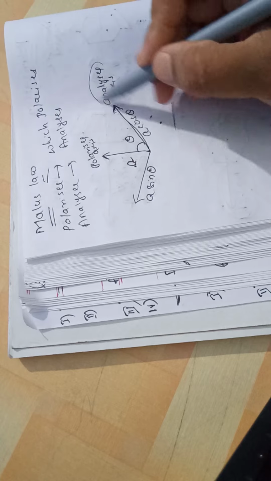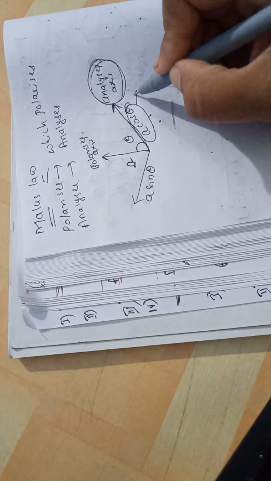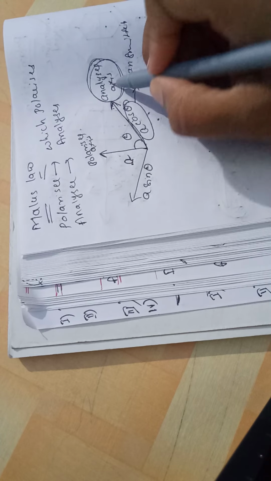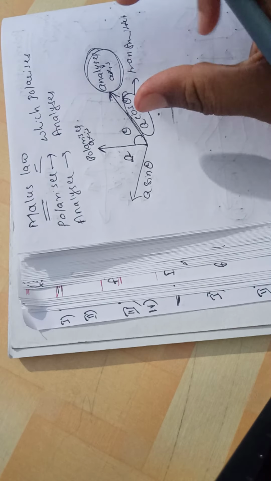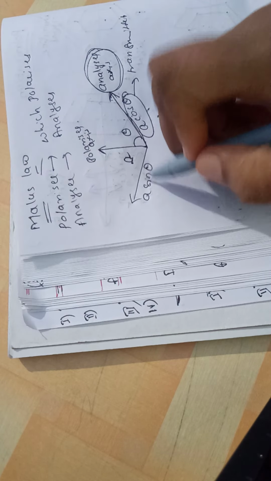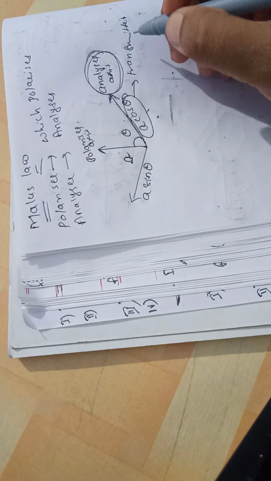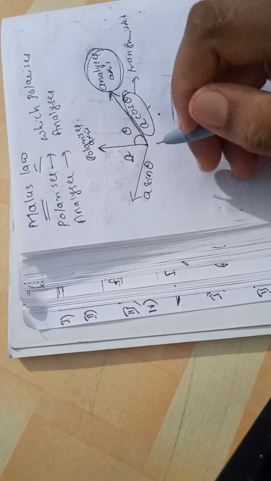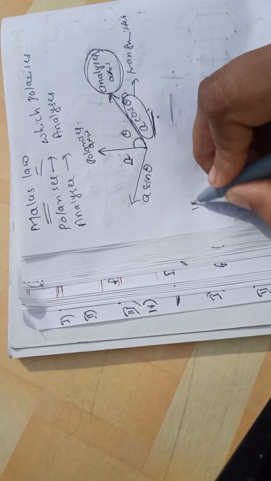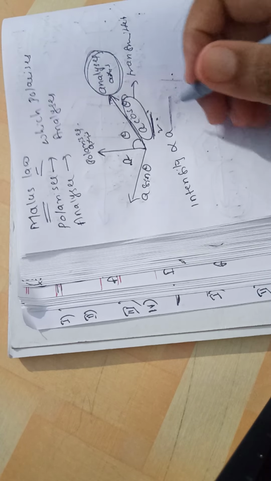Now when we start rotating the analyzer, what happens? Only parallel components are transmitted, because parallel components are along the analyzer axis. Perpendicular components will not come out through the analyzer. So the total intensity of polarized light is only due to the parallel components. The intensity is equivalent to amplitude square.